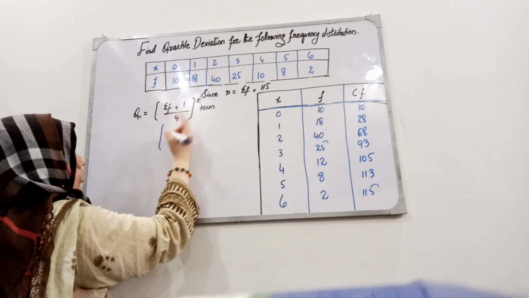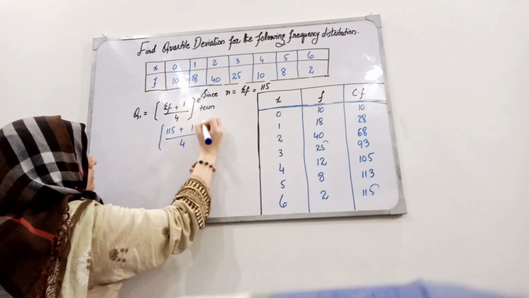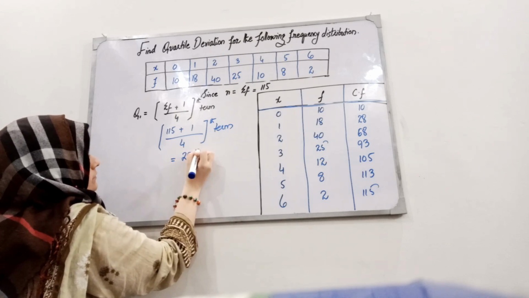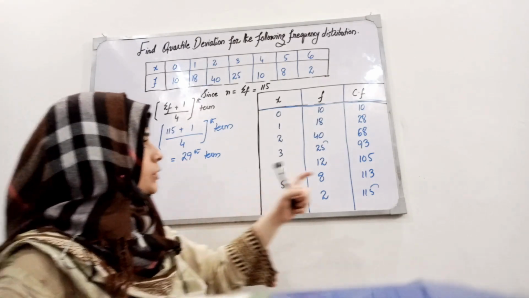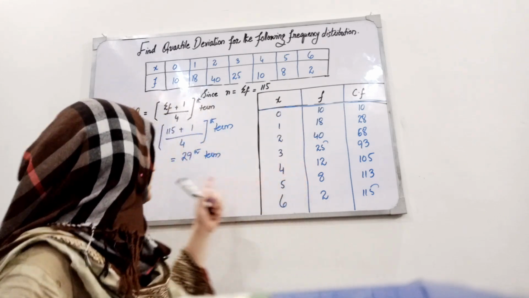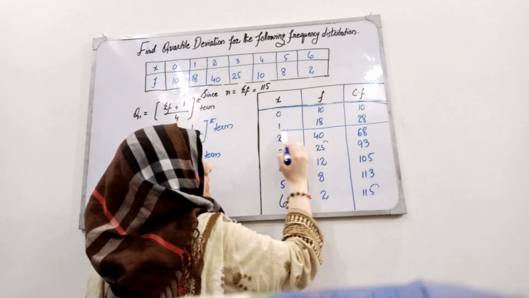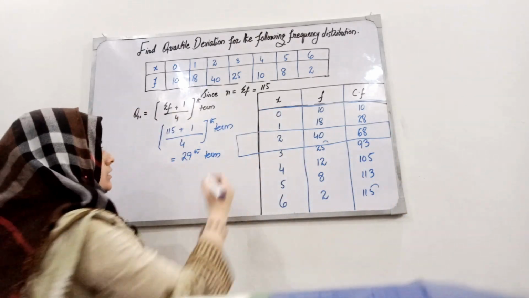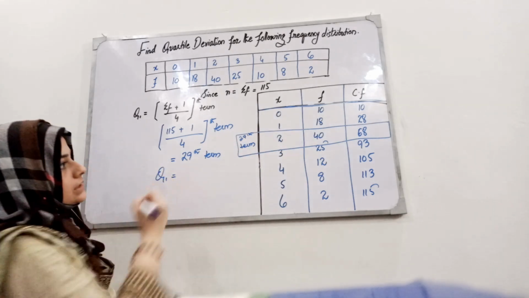So the total number of frequencies is 115 plus 1 divided by 4 term. So we will get the 29th term, or we can say the value. Now let's see with the help of the cumulative frequency corresponding to the values where the 29th term will be covered. So the 29th term will be covered in that particular section, 29th term. So the Q1 is 2.